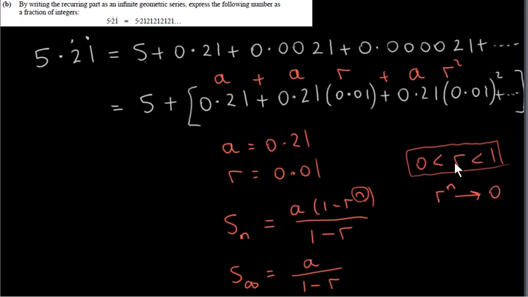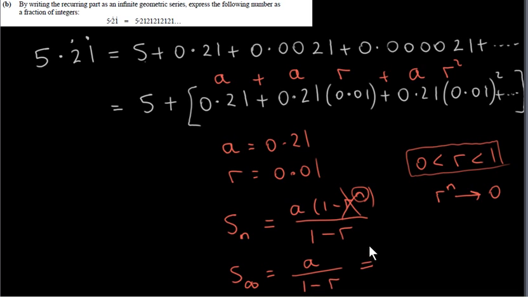Now this is only true as long as r lies between 0 and 1, or if r is negative, it has to lie between minus 1 and 0. If r lies in this range, then the series will converge. The series won't converge if r is outside that range. The series will diverge. So the sum to infinity is some number given by this formula.